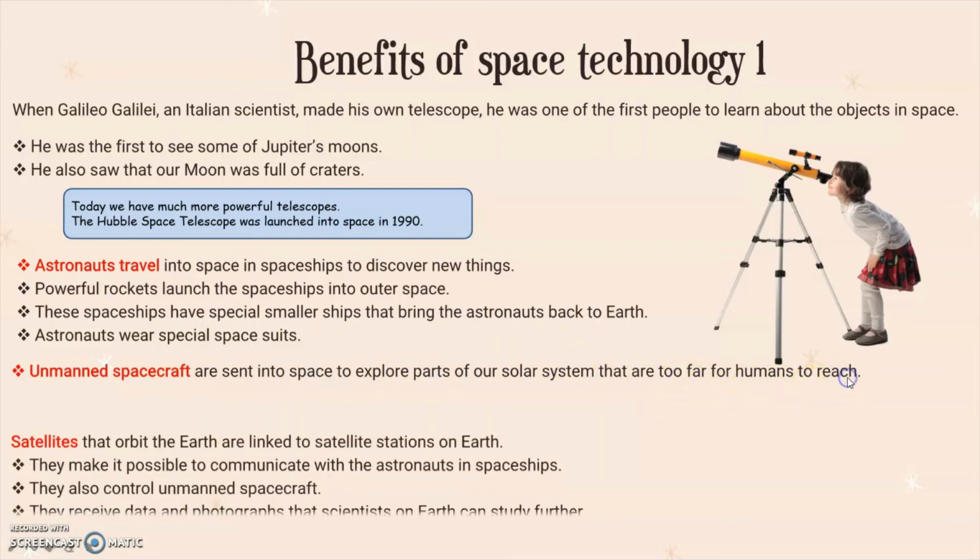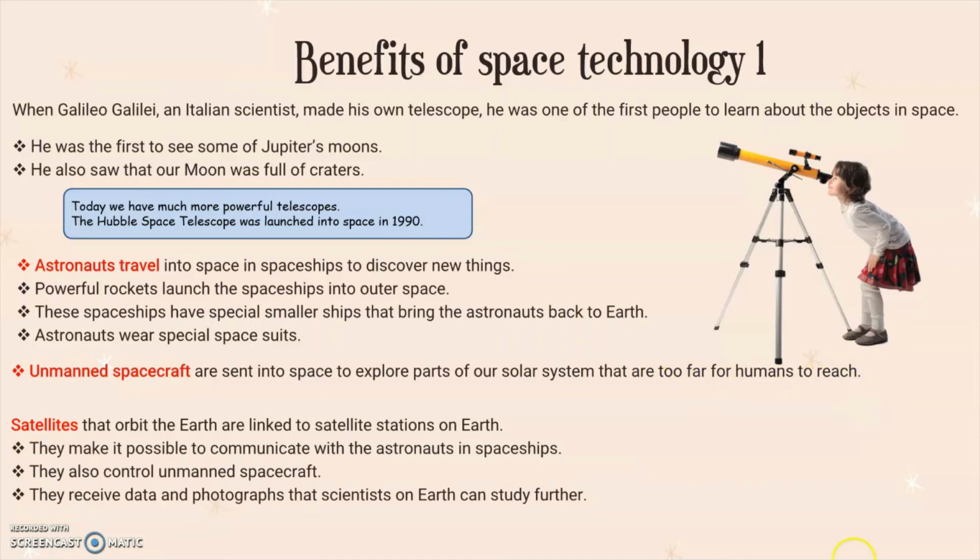And satellites. Satellites that orbit the Earth are linked to the satellite system on Earth. They make it possible to communicate with astronauts in spaceships. They also control unmanned spacecraft. They receive data and photographs that scientists on Earth can study further.